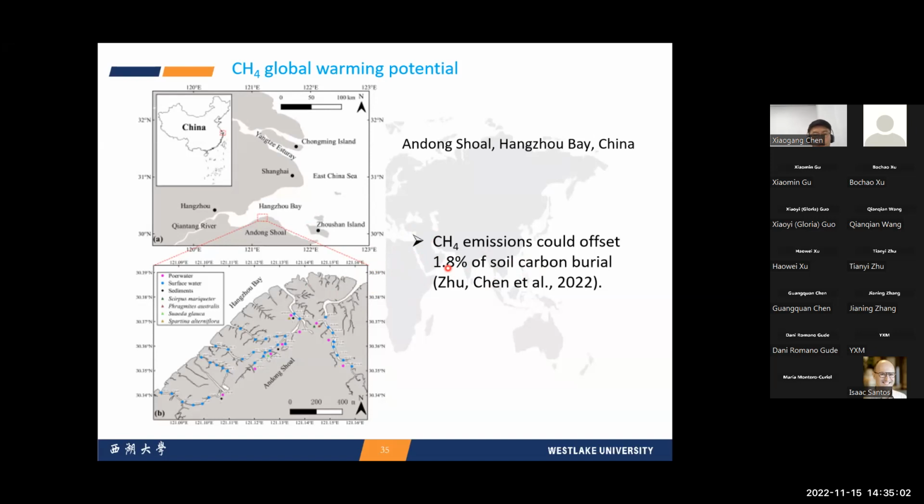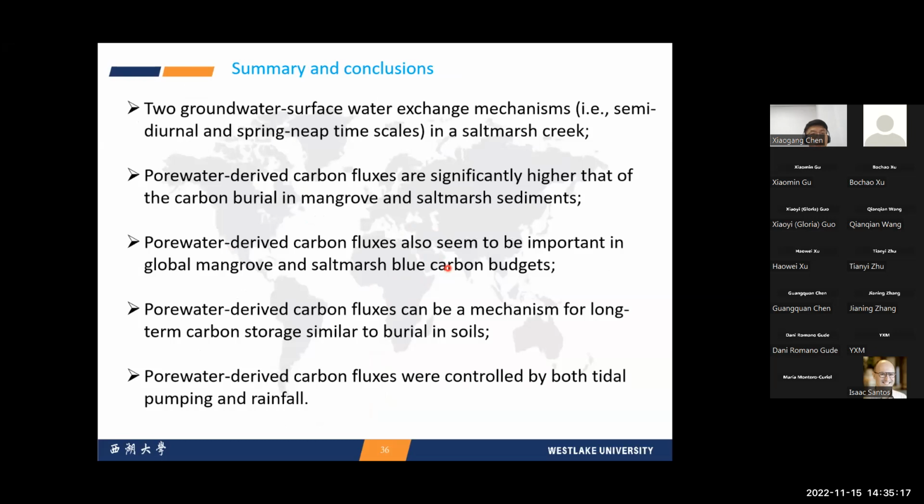Based on all these results, you can see the coastal wetlands, mangroves and salt marshes provide important carbon sink potential. Here I'd like to give some summaries and conclusions.